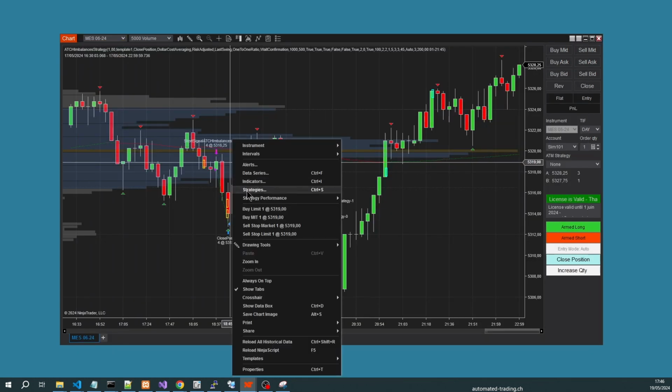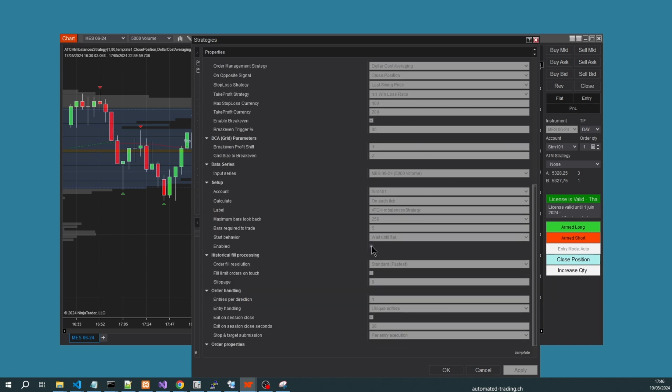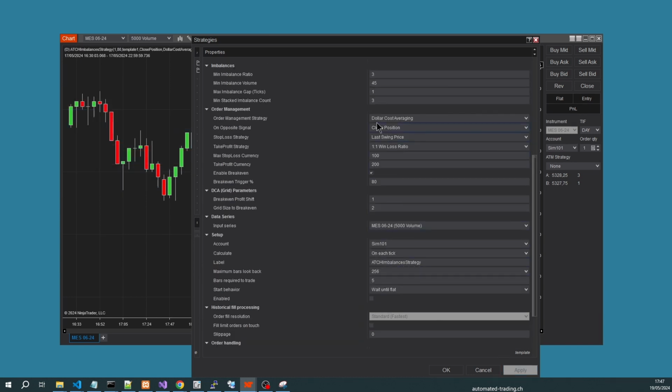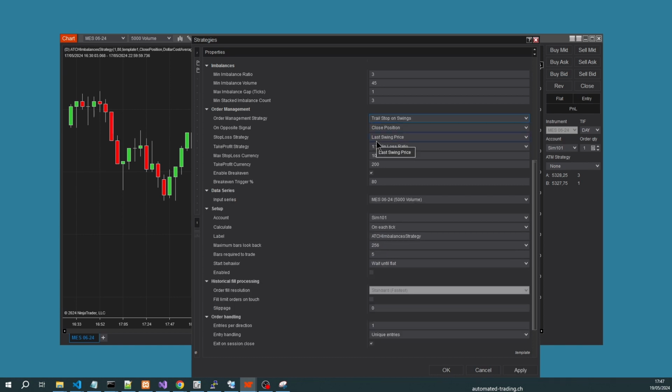So this was the order management strategy dollar cost averaging. Of course, if you are using Apex, you should not use this. It is forbidden. And then you have a trail stop on swings. This method will trail the stop loss each time you have a new swing in the winning direction of the trade. I will not show you an example. You can test by yourself. I don't use this a lot as it doesn't give really good results in the long term. But you can, of course.